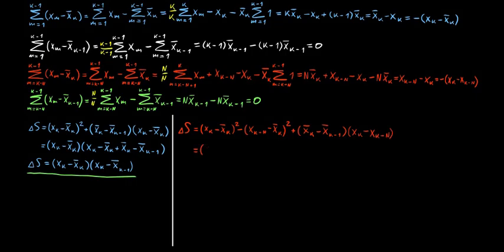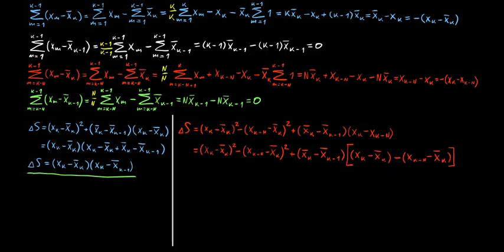This is equal to the square difference between the current measurement and the current average minus the squared difference between the oldest measurement and the current average plus the difference between the current and previous average times the difference between our current measurement and the current average minus the difference between our oldest measurement and the current average.